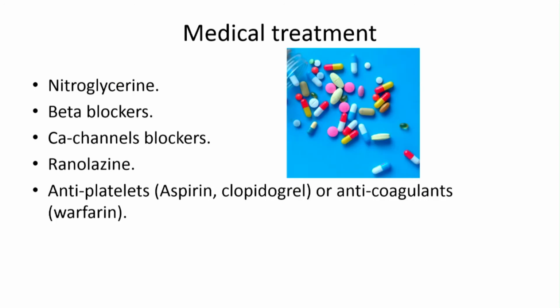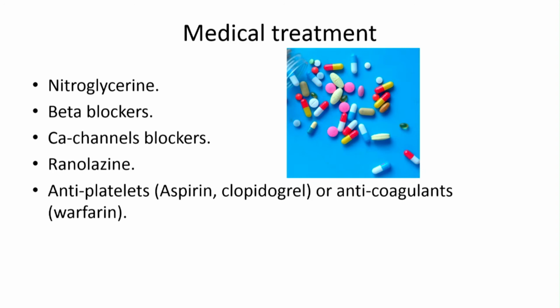What are the medications for the treatment? This is the medical treatment of a patient with ischemic heart disease. Usually the patient might be given nitroglycerin, which is a vasodilator, in the form of an oral tablet, a sublingual tablet, or a gel or ointment. Beta blockers, since the patient may have palpitation or tachycardia, the physician may prescribe beta blockers or even calcium channel blockers.